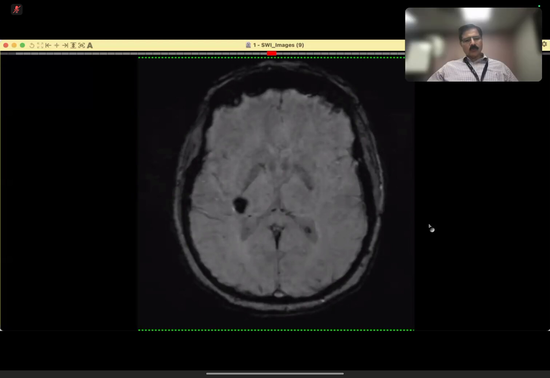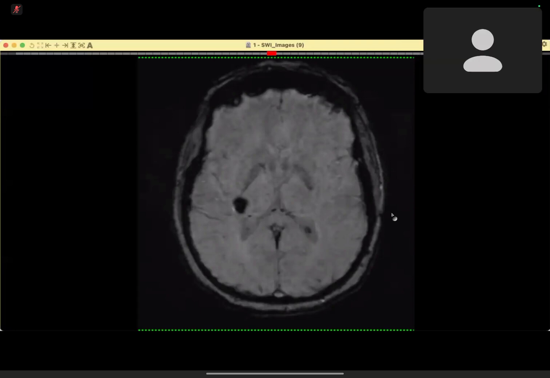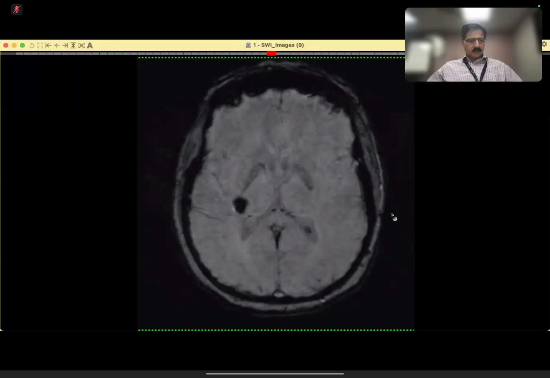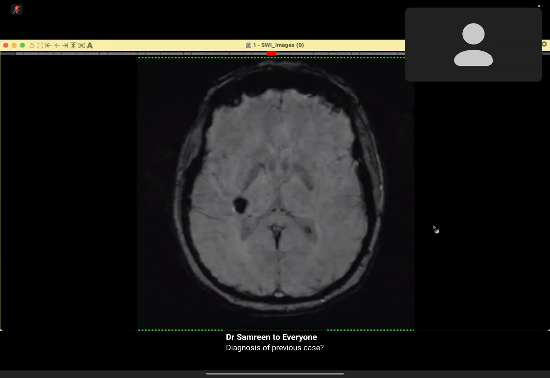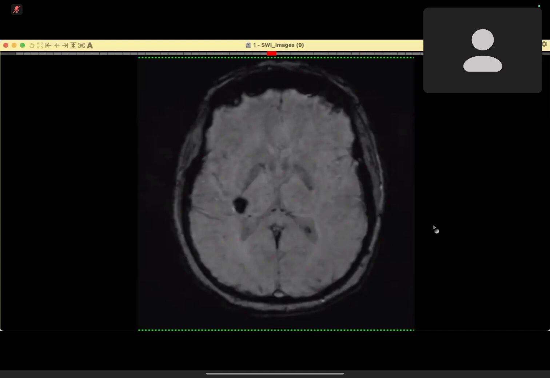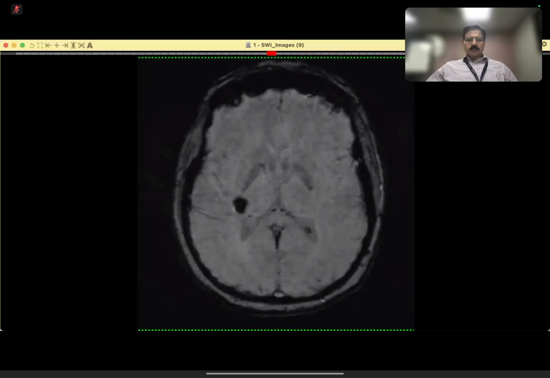What else would you like to suggest for this patient? Maybe follow up. Why do you want to do a follow up? To rule out any complication. What kind of complications are we talking about? It could lead to hemorrhage or hematoma in the brain. Okay, we stop here. Thank you.